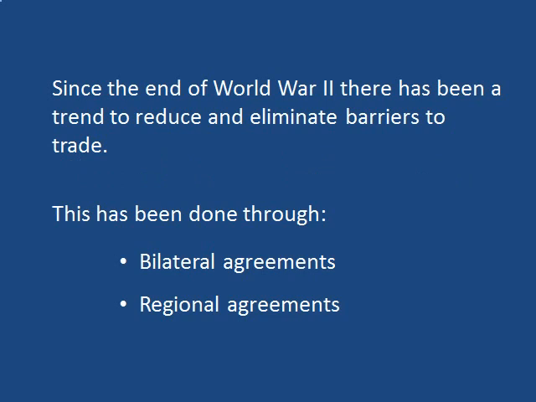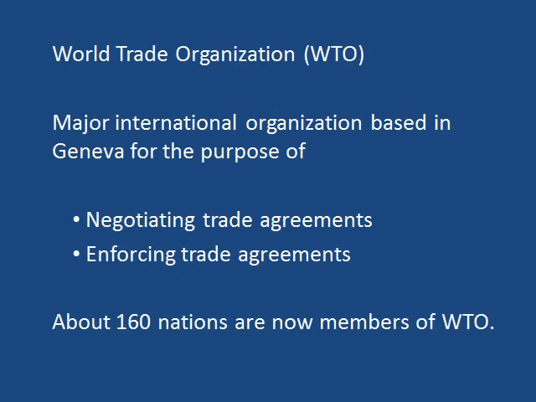This has been done through bilateral agreements, which are agreements between two countries, and regional agreements, which are agreements among several countries. The World Trade Organization, or WTO, is a major international organization based in Geneva for the purpose of negotiating trade agreements among countries and enforcing trade agreements. About 160 nations are now members of WTO.